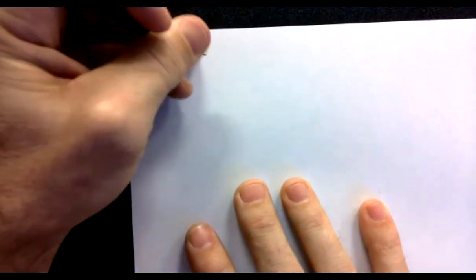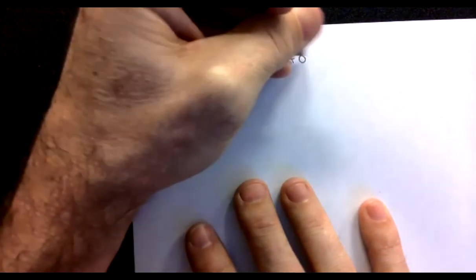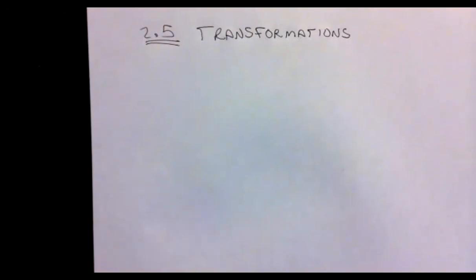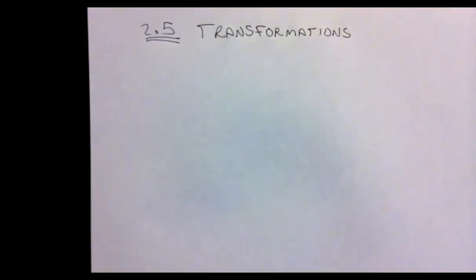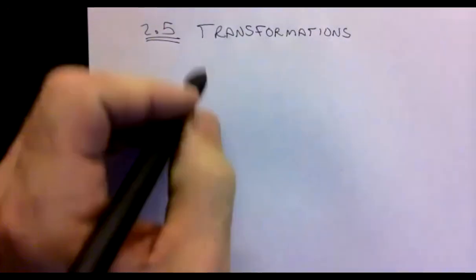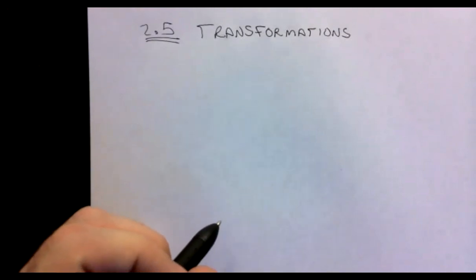The last section, 2.5, is the last thing we're going to talk about as far as this unit is concerned, and it deals with transformations. Transformations is literally just a sliding or a shifting of the graph. You're going to start out with a graph, and it's going to shift either left or right or up or down based off of some kind of parameter changes.